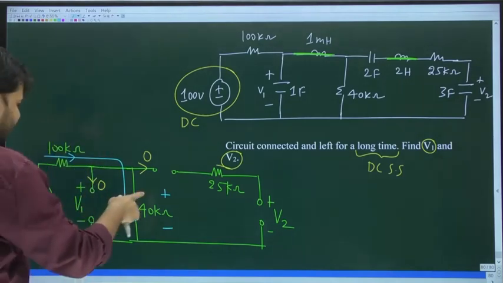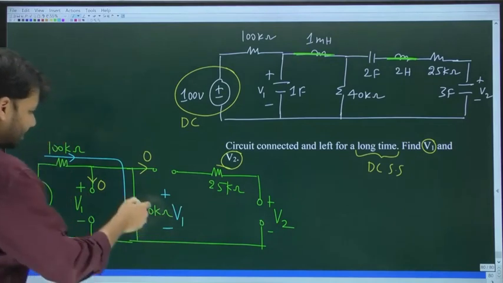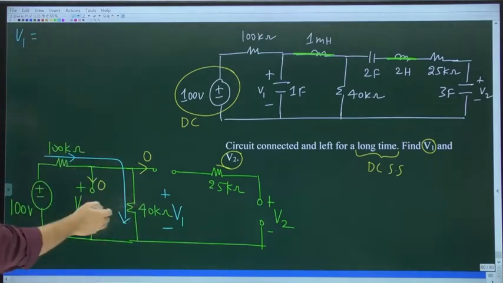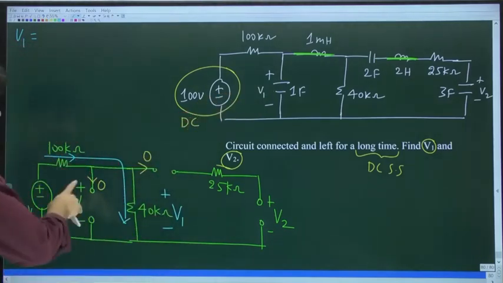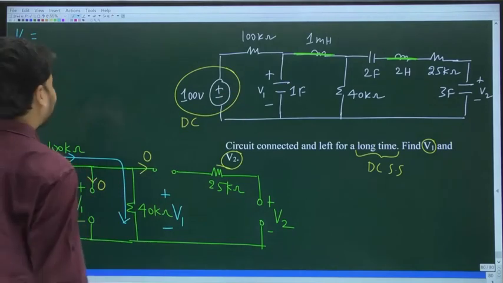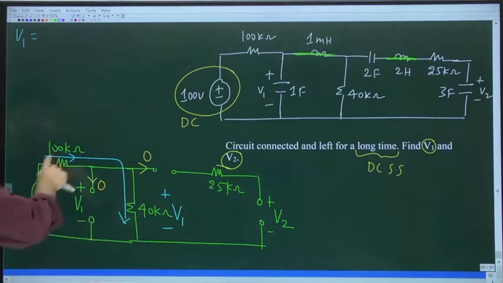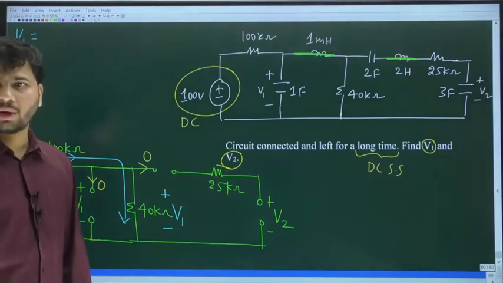And by the way, this open circuit, is it not directly across the 40 kilo ohm resistor? So this V1 is also the drop across the 40 kilo ohm resistor. So V1, which is this open circuit voltage across the 1 farad capacitor, is also the voltage across the 40 kilo ohm resistor, and 40k and 100k both are in series with the 100 volt source. We will just apply voltage division.